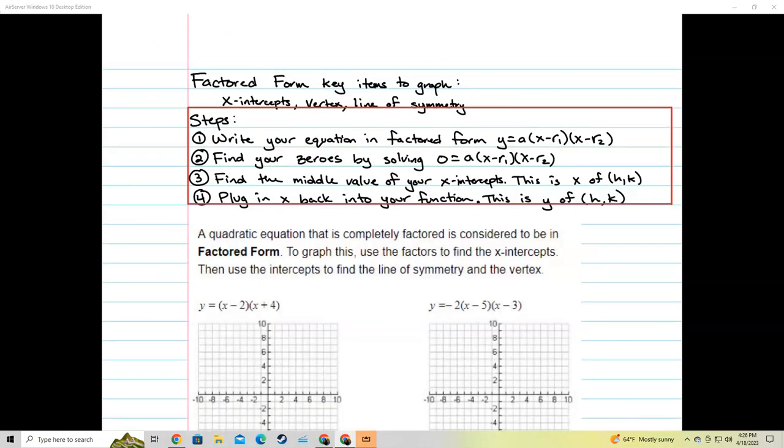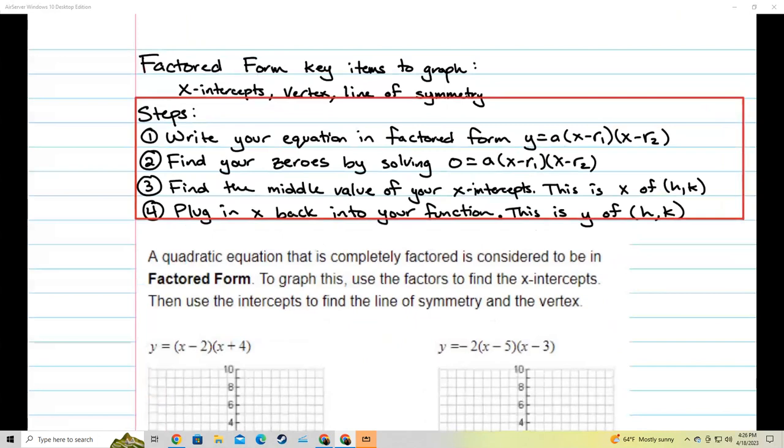So factored form, key items to graph. When you are graphing in factored form, make sure you're graphing the x-intercepts, the line of symmetry, and the vertex. Okay. Let's talk about the steps. First, you're going to write your equation in factored form, which is y equals a times (x minus r1) times (x minus r2). I know this looks weird, but just understand that these are your roots, which are the same thing as your zeros or your x-intercepts. And to get it in this form, you're just literally going to factor it, okay? Start off with your regular terms and then factor the heck out of it, and you should be fine.